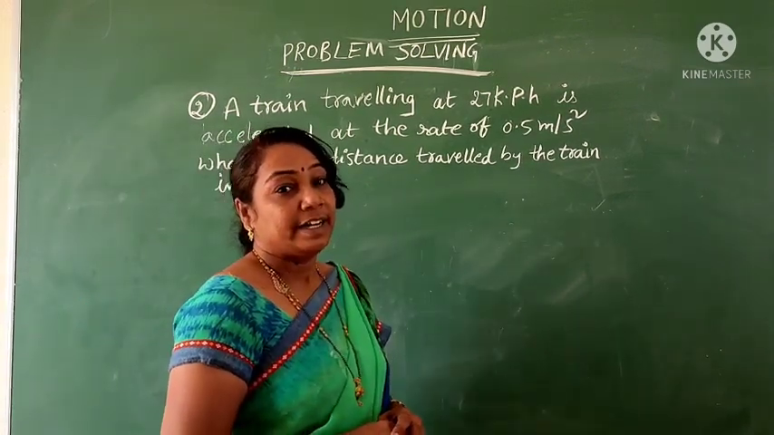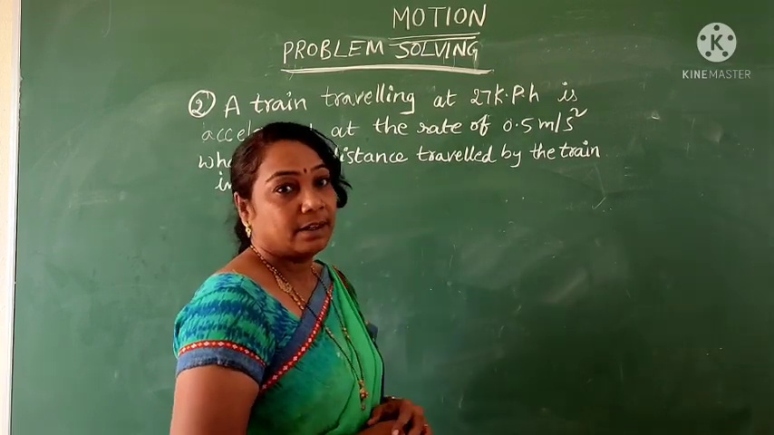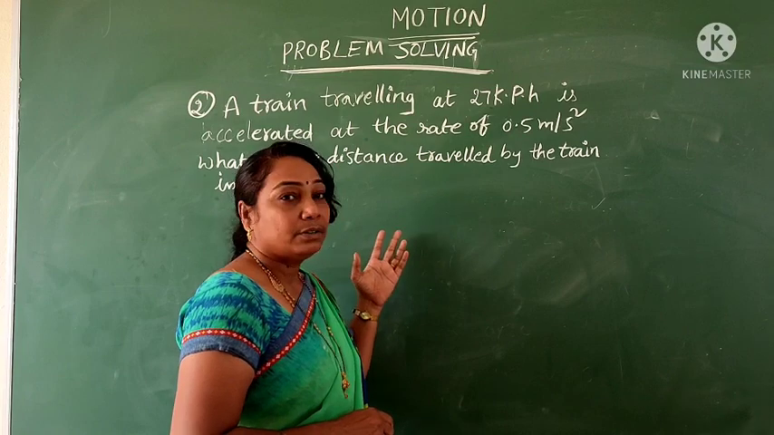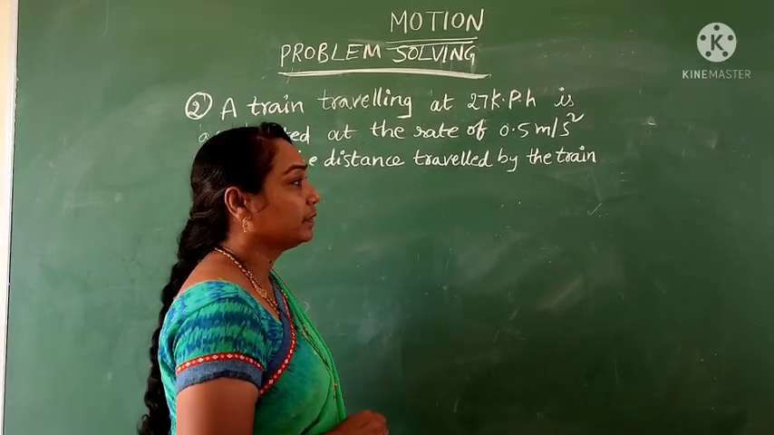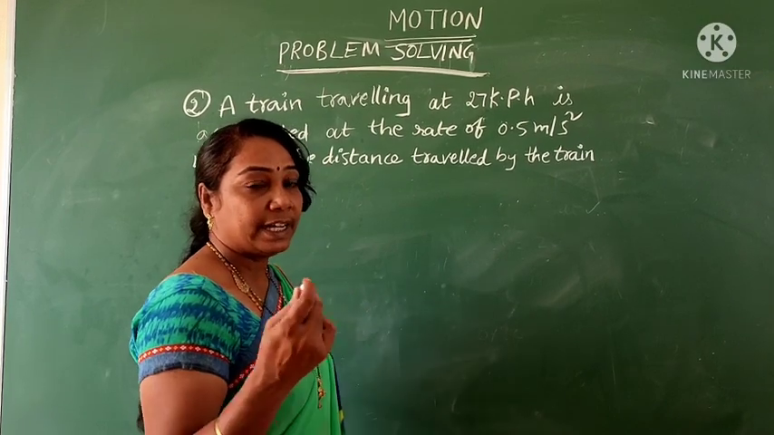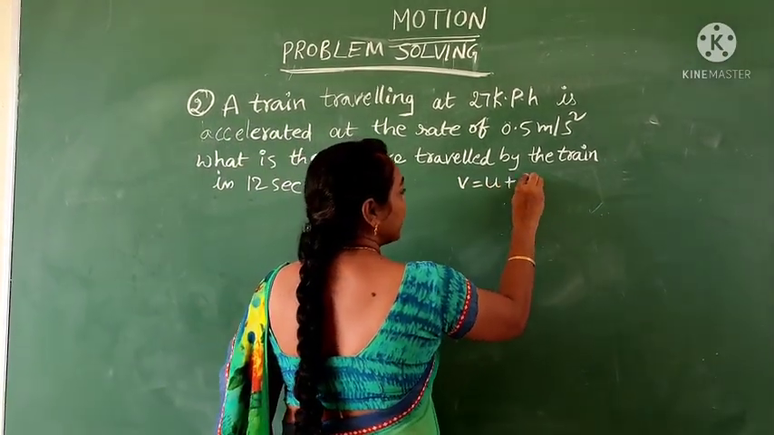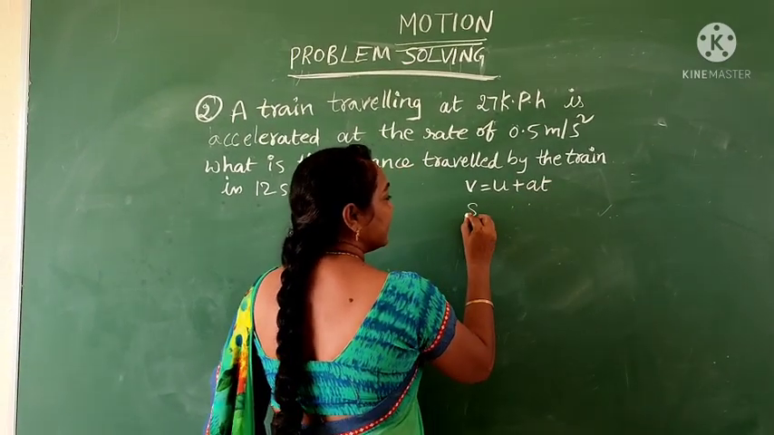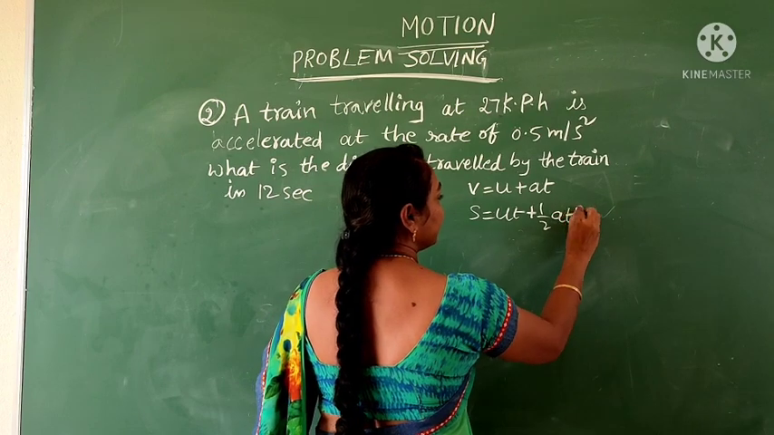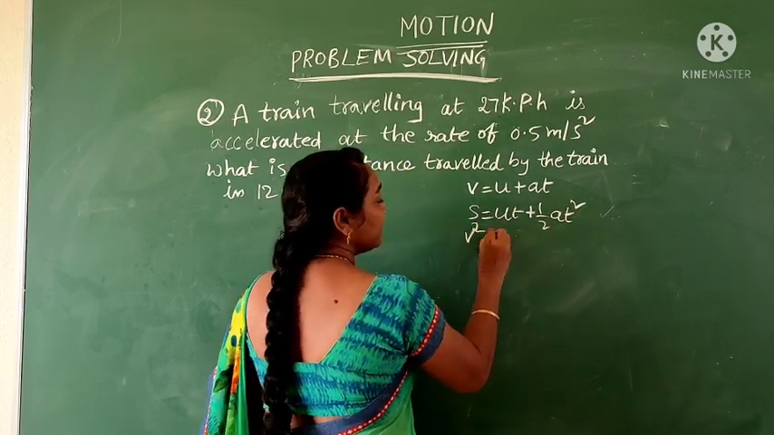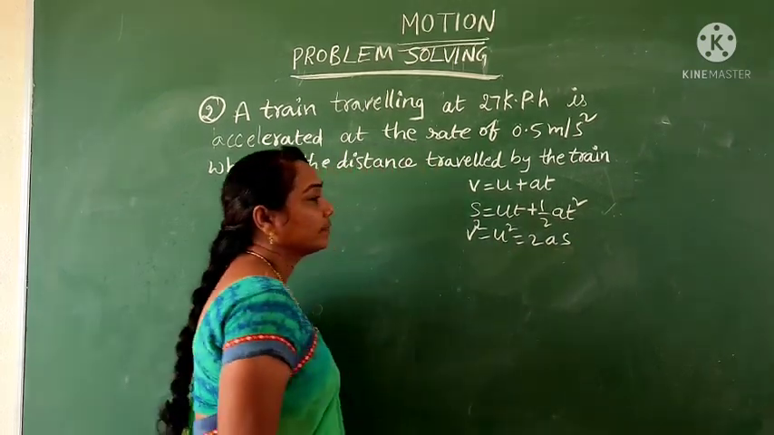Already we discussed one problem like this. So you have to guess which equation is used to solve this problem. We know the equations. Once again, we will write these three equations. V is equal to u plus at. S is equal to ut plus half at square. And v square minus u square is equal to 2as.